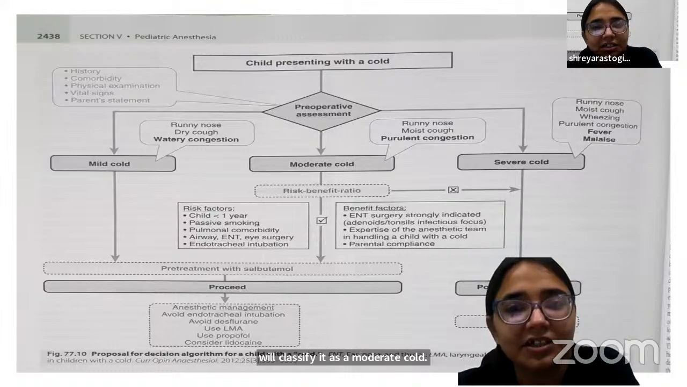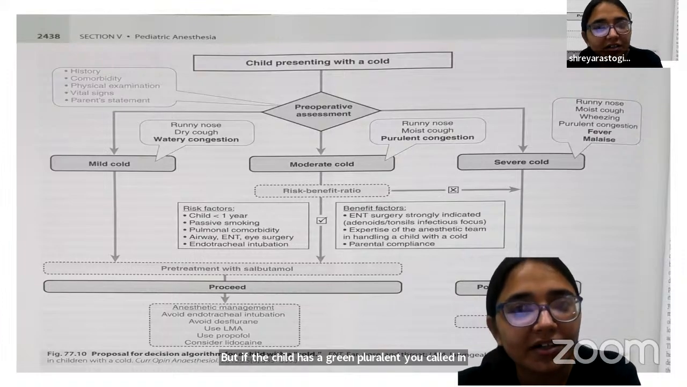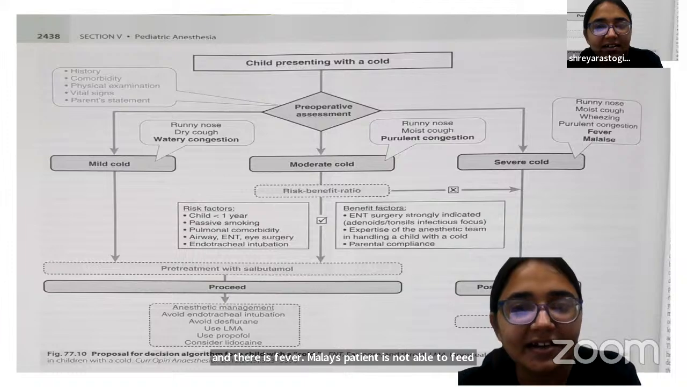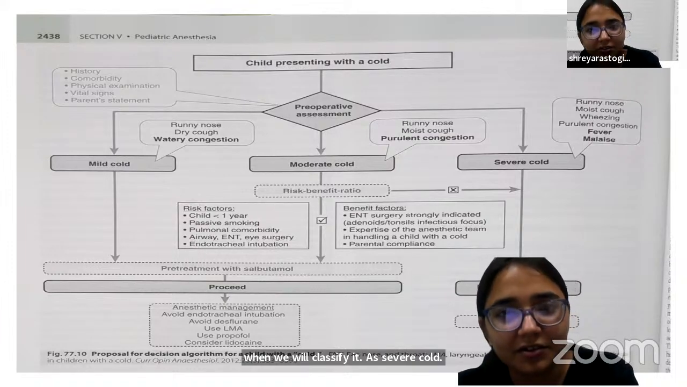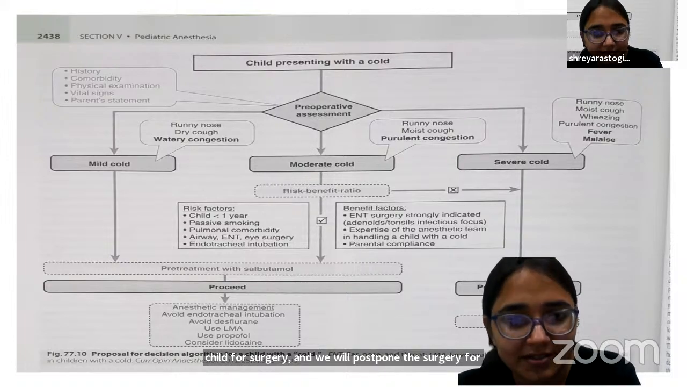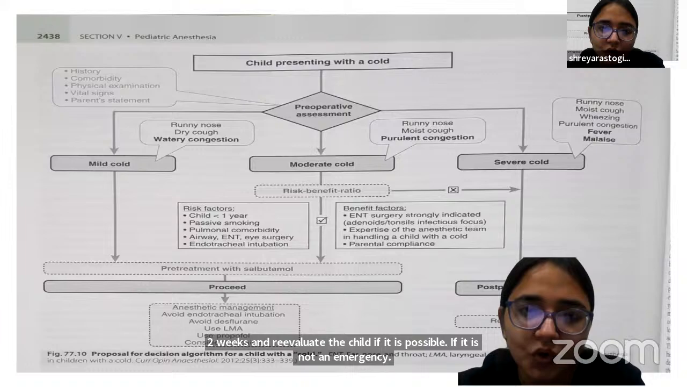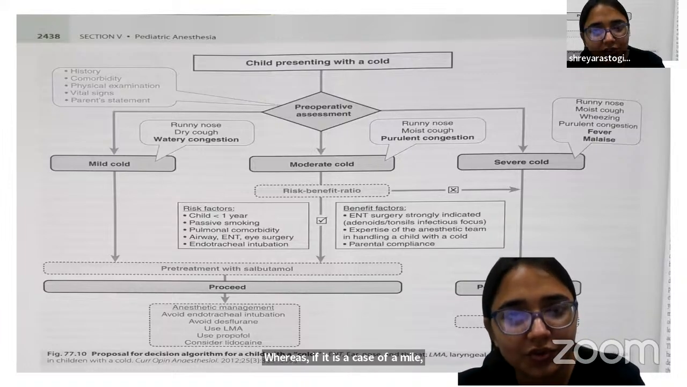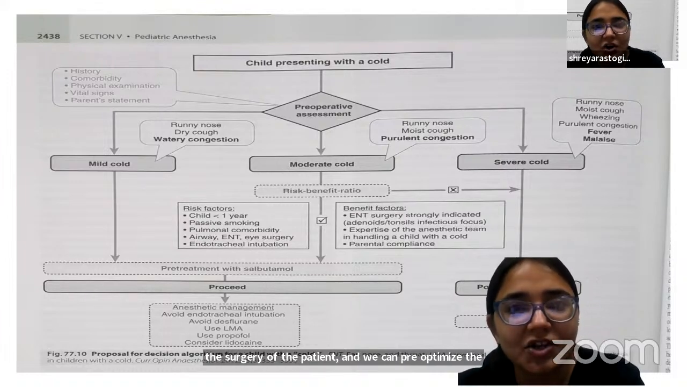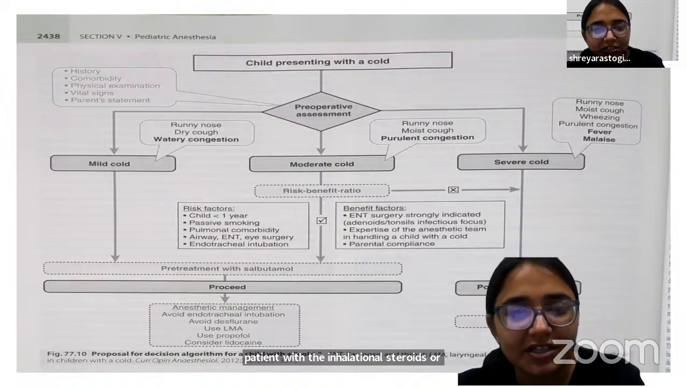But if the child has a green, purulent, mucoid runny nose with active productive cough, and there is wheezing, and there is fever, malaise, the patient is not able to feed well, then we will classify it as severe cold. If the child is having severe cold, ma'am, we will not take the child for surgery, and we will postpone the surgery for 2 weeks and reevaluate the child if it is not an emergency surgery. Whereas if it is a case of a mild cold, mostly we try to do the surgery, and we can optimize the patient with inhalational steroids or salbutamol, and then we can proceed for the surgery.